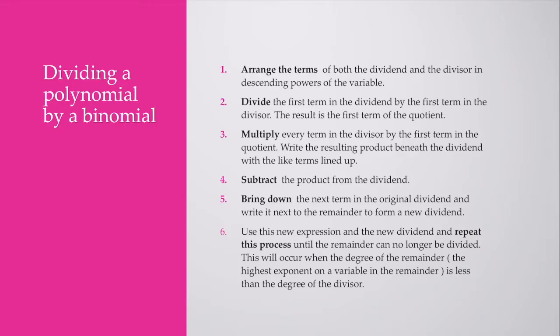Then you multiply every term in the divisor by the first term in the quotient, and you write the resulting product beneath. This is an iterative process, right? And I am going to go through some examples. You then subtract the product from the dividend, being sure if you have something like 2x minus 7, when you subtract that, you have to distribute that negative. Next, you bring down the next term and write it next to the remainder to form your new dividend. You use this expression as the new dividend, and you repeat this process. It's iterative until your remainder is less than the degree of the divisor. So let's work through an example.